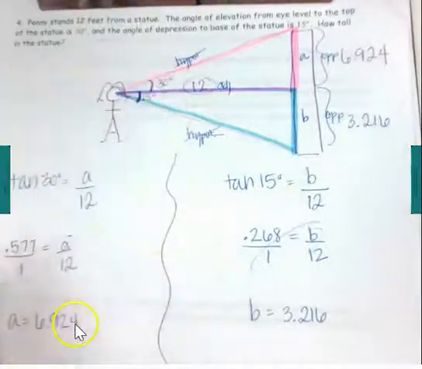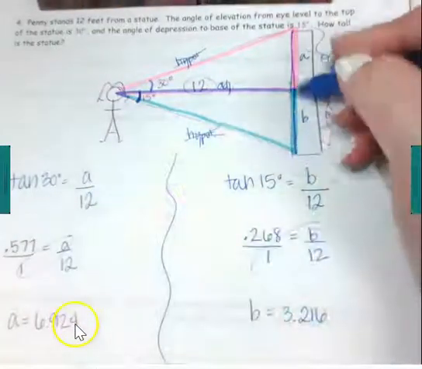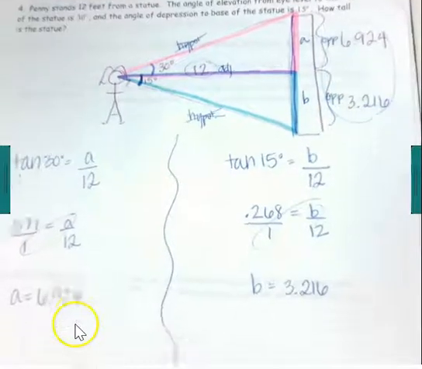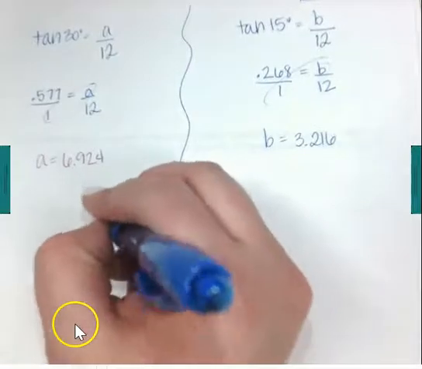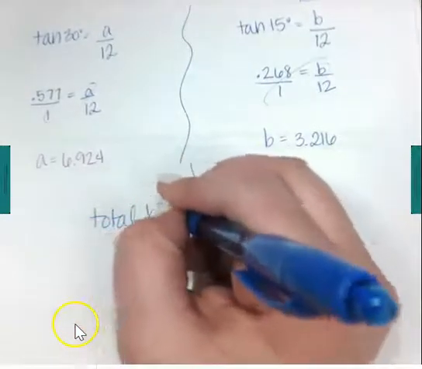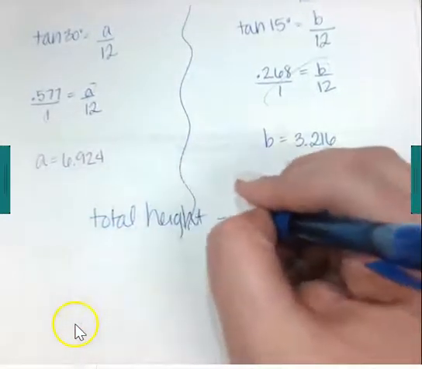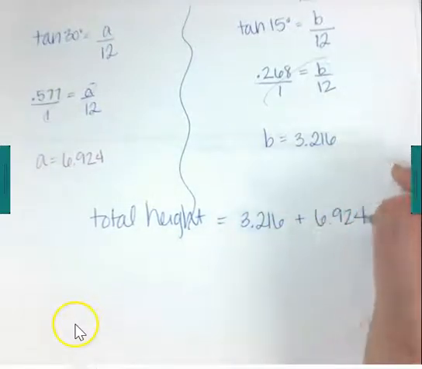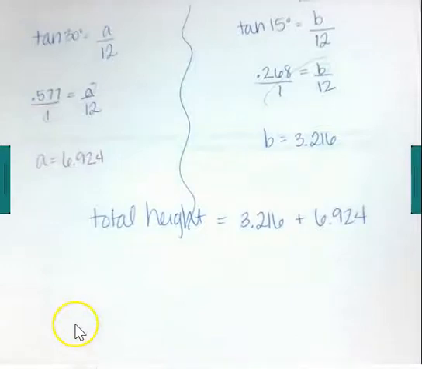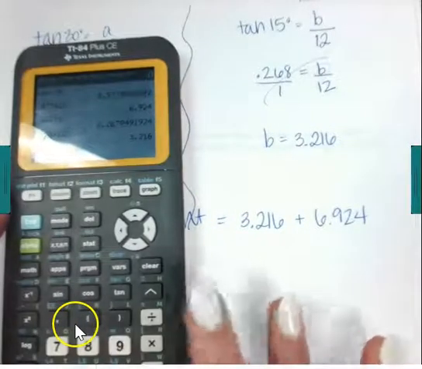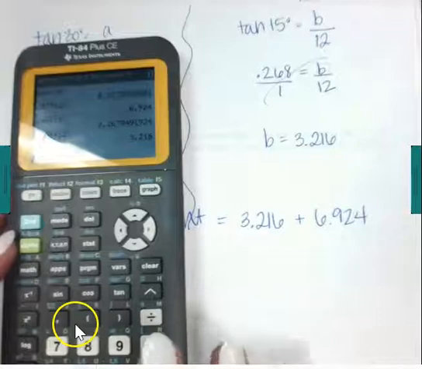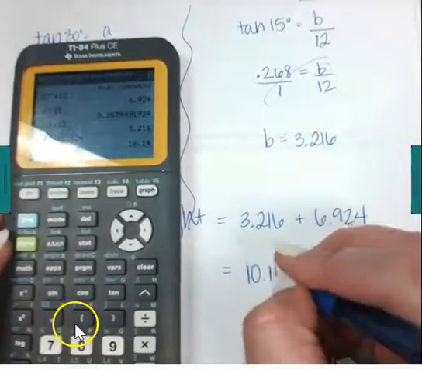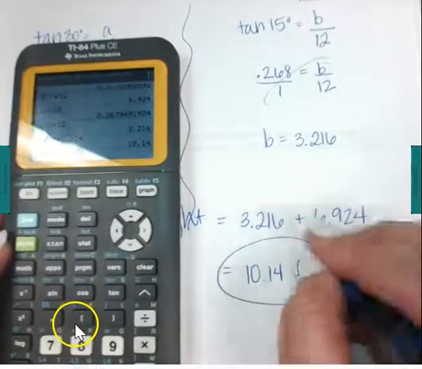So here to here is 3.216. Well, then think about if this is my statue and I want to know how tall it is. I just need to add these two numbers up. So my total height would be the bottom piece of the statue plus the top piece of the statue. And then you just add those up. 3.216 plus 6.924. Okay, means that the total height is 10.14 feet.